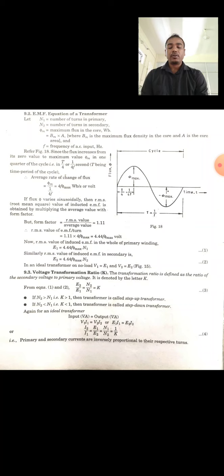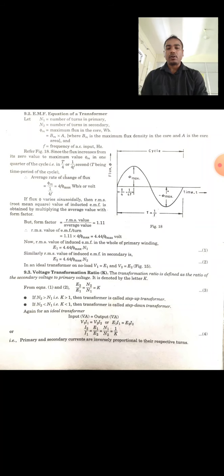Now, the RMS value of induced EMF in the whole of the primary winding. Now we are deriving it for the primary side as well as the secondary side. For the EMF equation for the primary side, we will get E1 is equal to 4.44 F phi max N1, first equation. Similarly for the secondary side, we will get E2 is equal to 4.44 F phi max N2.